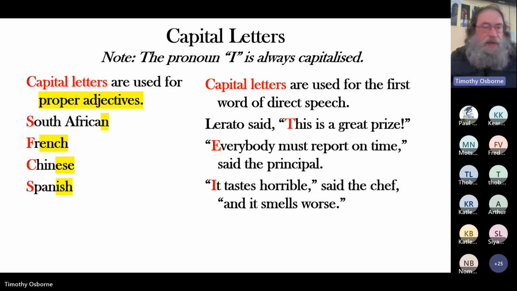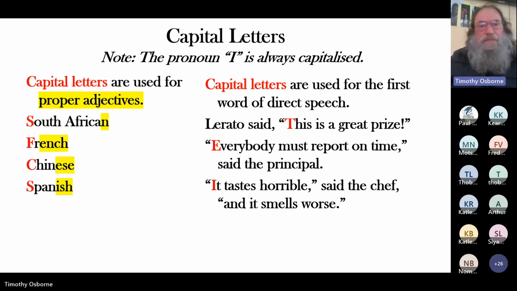There, I have given you examples of proper adjectives, and I apologize, I forgot to animate those, but there you can see them for yourselves, right? And there you have them. Then, first word of direct speech. And here are some examples.